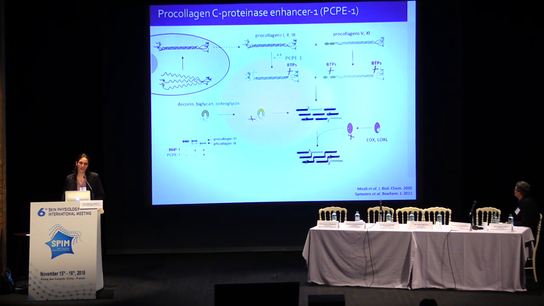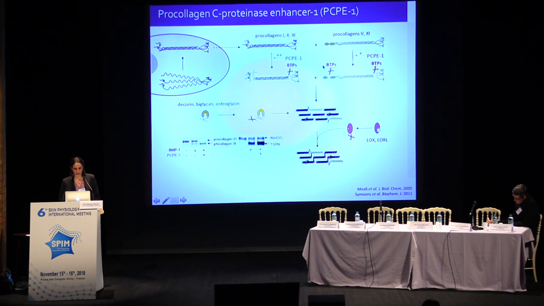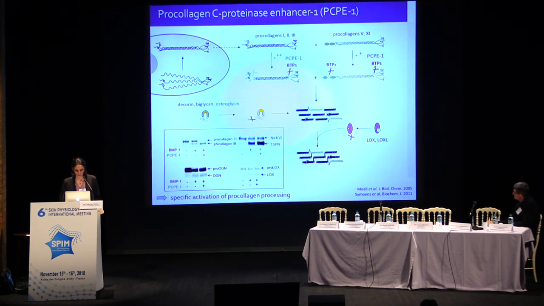And the enhancing factor has been estimated to be between 10 and 20, depending on the conditions. So this enhancing effect is also observed for the N-terminal cleavage of collagen 5 by BTPs, although with a lower efficiency. But in contrast, PCPE1 has absolutely no effect on other BTP substrates, such as, for example, osteoglycin that I have mentioned before, or lysyl oxidase, which are also known as BTP substrates, but which are not at all affected by PCPE1. And for this reason, PCPE1 is completely specific of procollagen processing, in contrast to the BTPs.